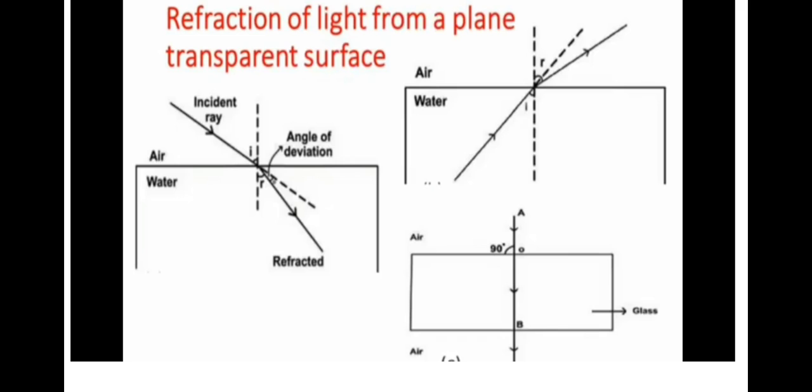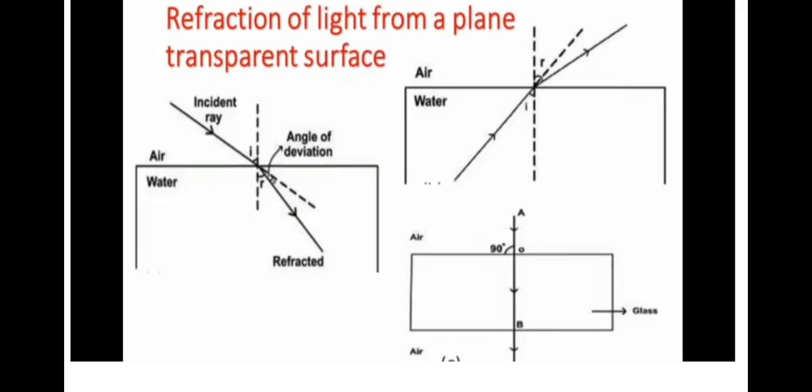When a ray of light travels from optically rarer medium to optically denser medium, it bends towards the normal. So here, air is the rarer medium. When the light ray passes from air to water, water is the denser medium. The ray is bent towards the normal. When the light ray travels from the denser medium to a rarer medium, the ray is bent away from the normal.